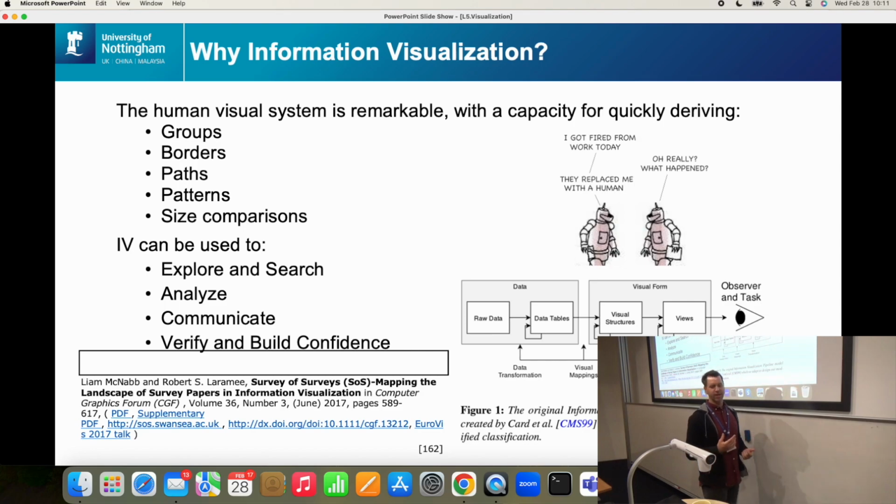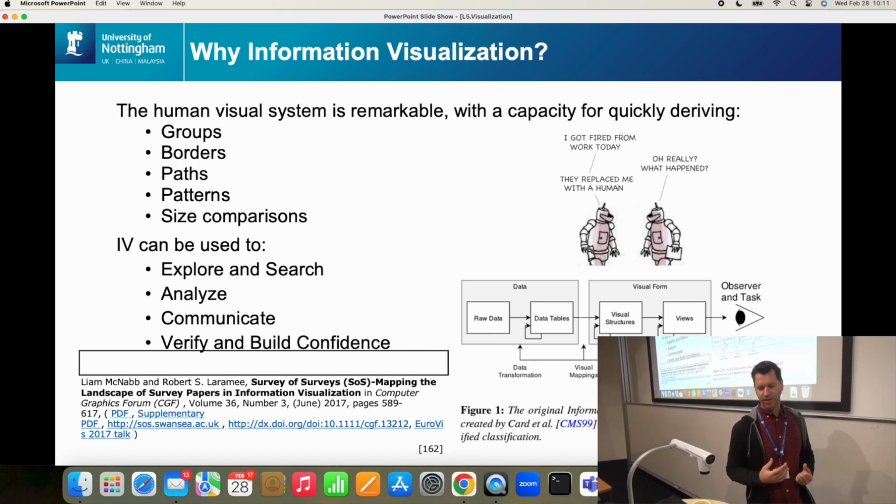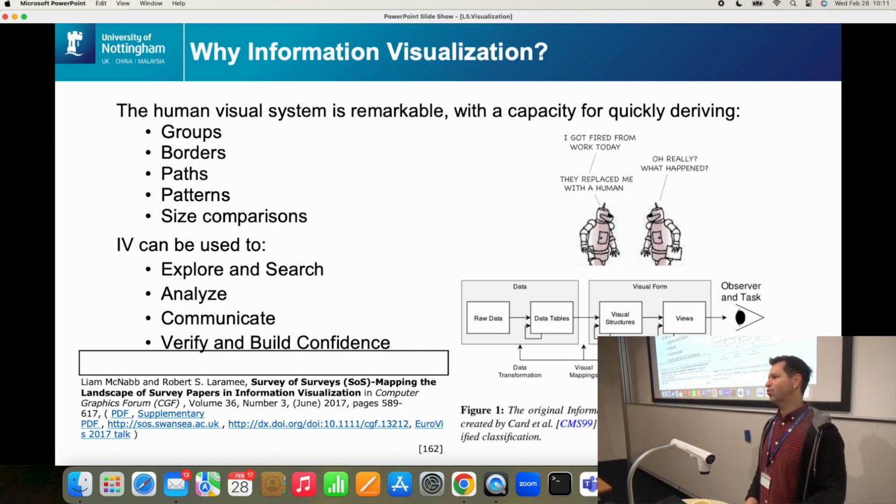Another point that I didn't list here is visualization is extremely good at searching. It is the best way to search, basically. You can find things in a second that are otherwise sometimes impossible to find through a manual search. So it's very, very good at searching.